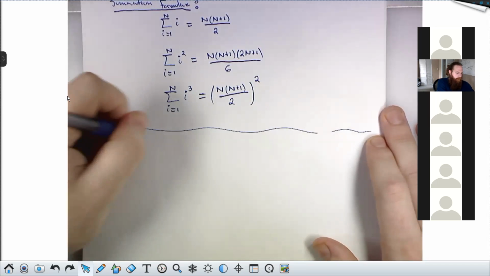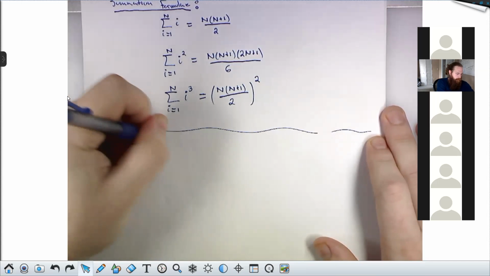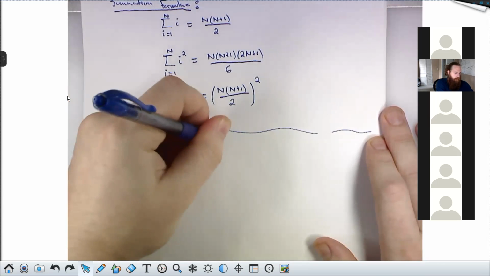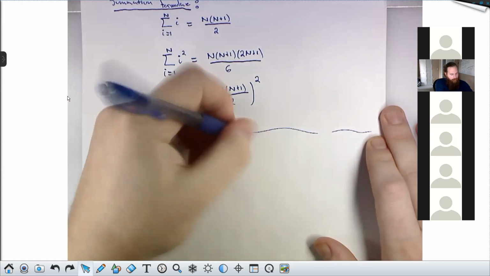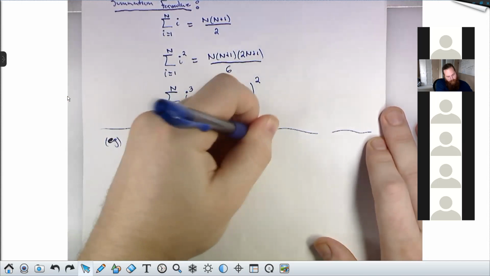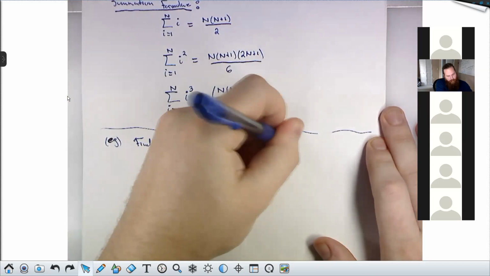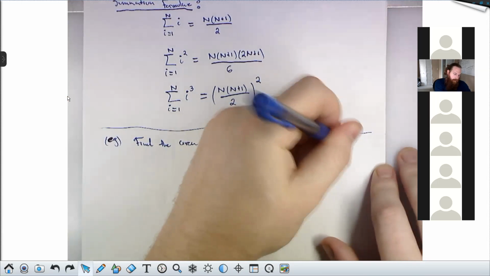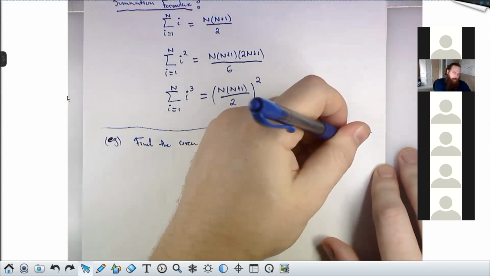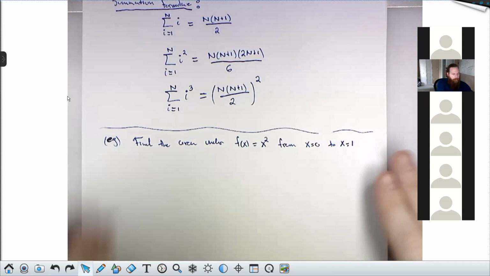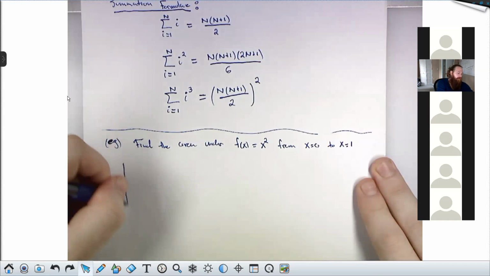Let's find the area under f of x equals x squared from x equals 0 to x equals 1. This is a classic problem. The Greeks worked on this but never got it.